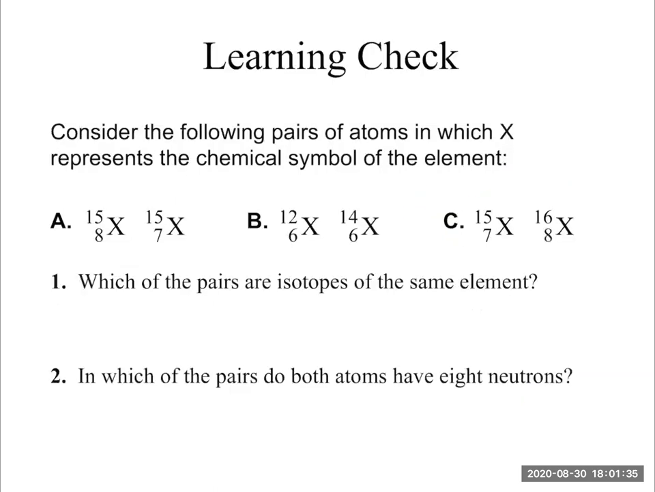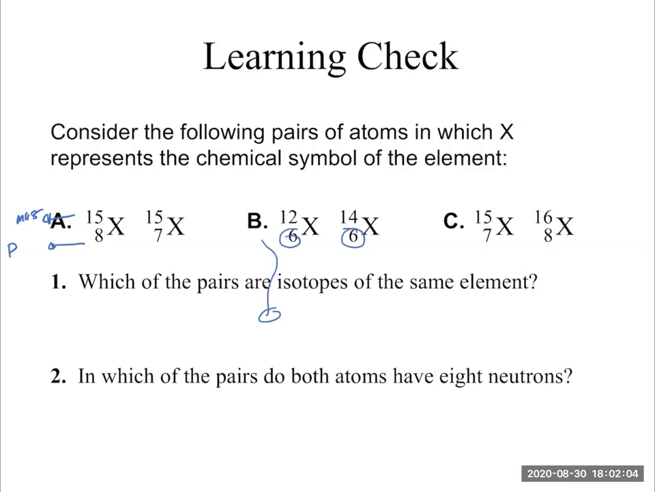Another question, consider the following pair of atoms in which X represents the chemical symbol of the element. Which of the pair of isotopes are the same element? So this represents the mass, and the bottom represents the protons or atomic number. So the ones that have the same would represent the same element. In which pair do both atoms have 8 neutrons?